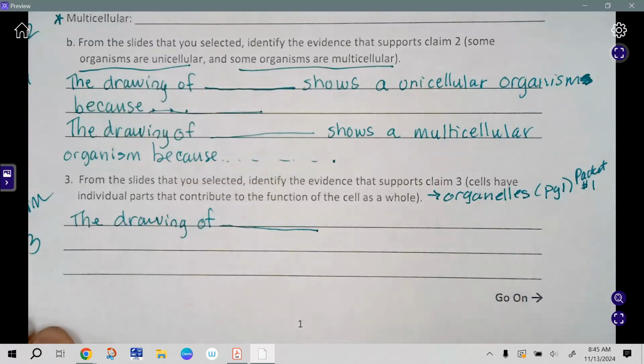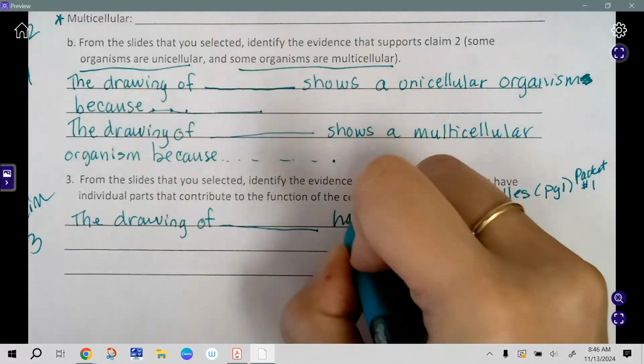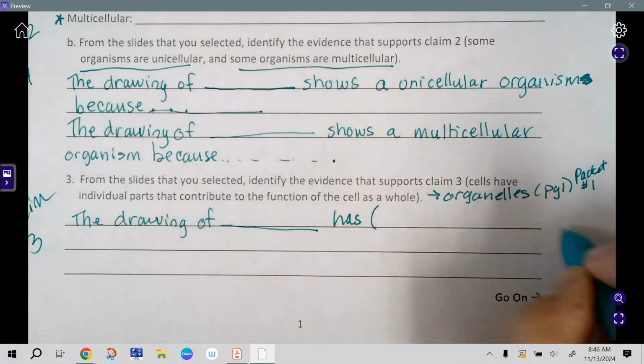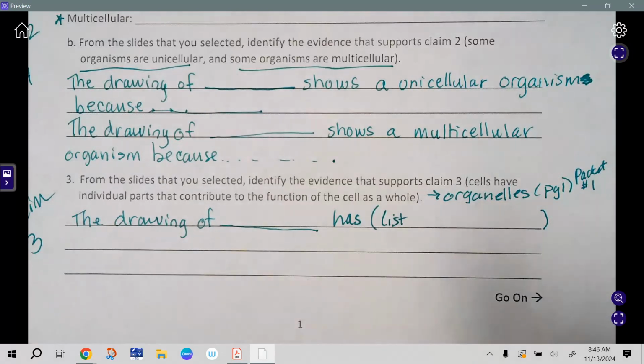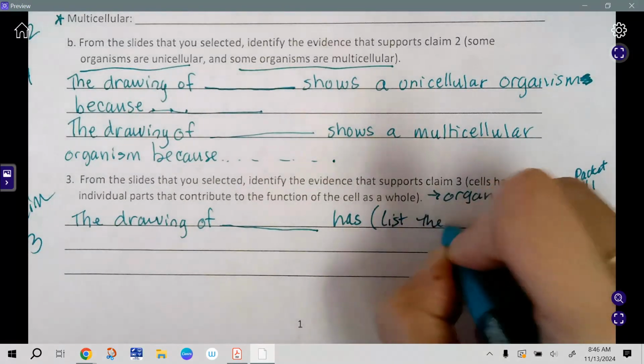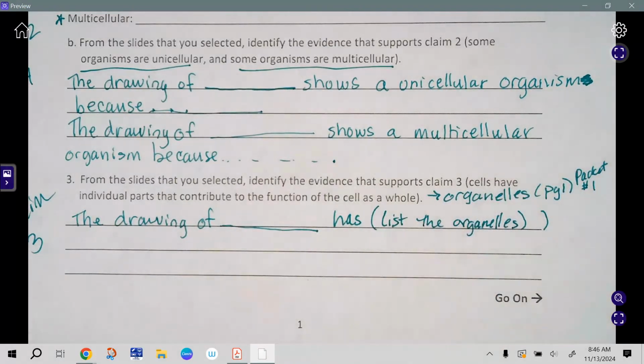I'll give you a hint. If the slide that you originally picked for claim 3 didn't show cell parts very well, you can choose a different slide to describe the cell parts. That's fine. So the drawing of whatever slide you picked has, and here you're going to list, you're not writing list, you're actually listing the organelles. So list the organelles that you were able to label. If you can't see all of them, that's okay. Just tell me the ones you could see.